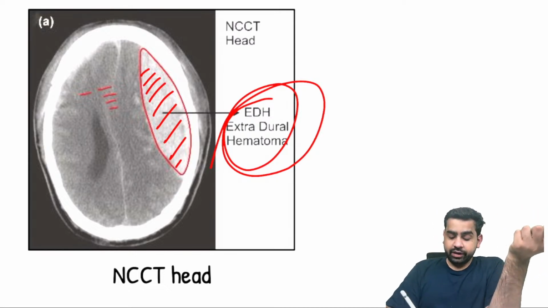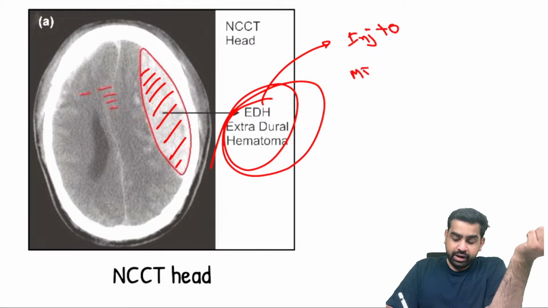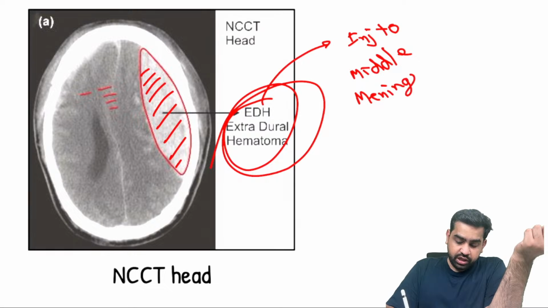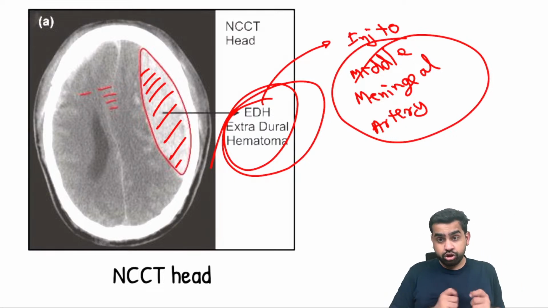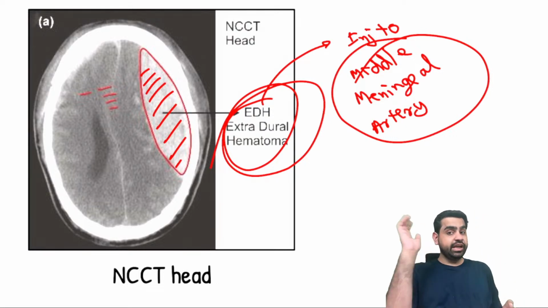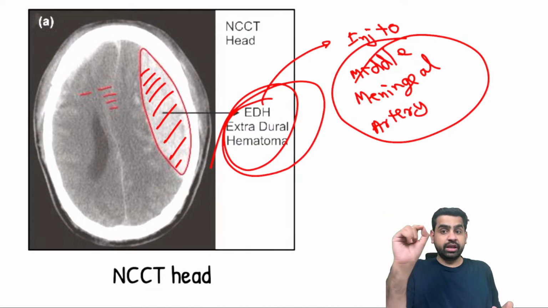Why does this EDH occur? It occurs because of injury to the middle meningeal artery. Okay, so why does this occur? This occurs because of the injury to the middle meningeal artery. EDH occurs because of the injury to the middle meningeal artery. There's accumulation of blood below the dura mater.